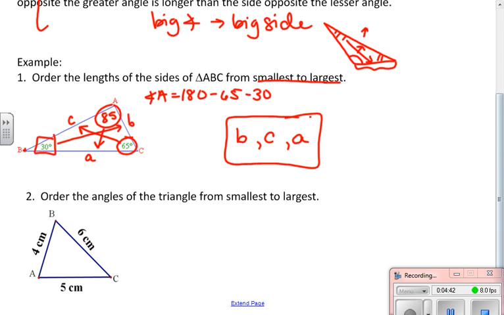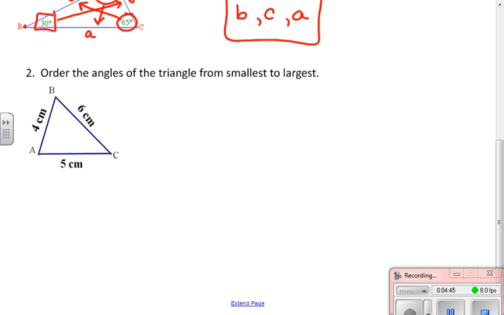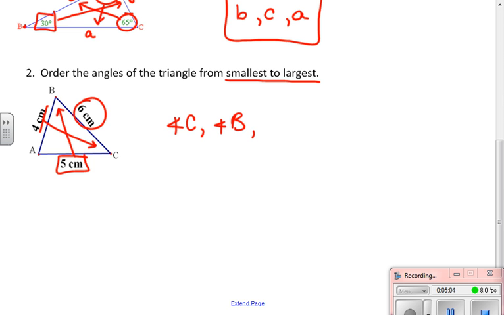If we look at the next example, and we order the angles from smallest to largest, here's my smallest side. It goes to the smallest angle, so that means angle C. So from 4 we go to 5. 5 is opposite B, so that's the next biggest, and our biggest side is 6, so our biggest angle is A, because they're opposite each other.